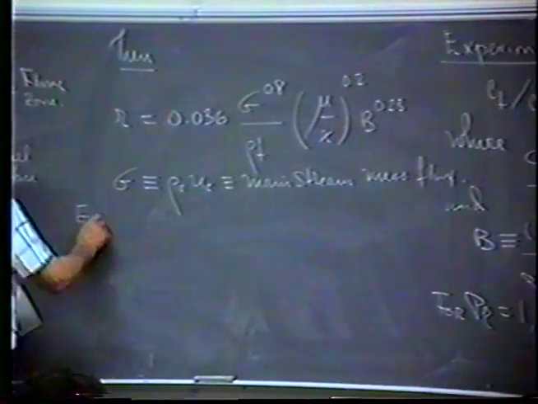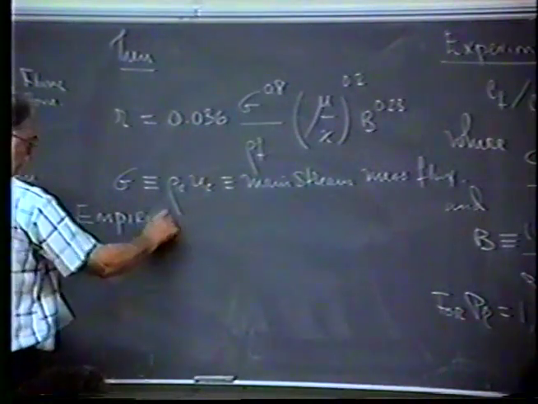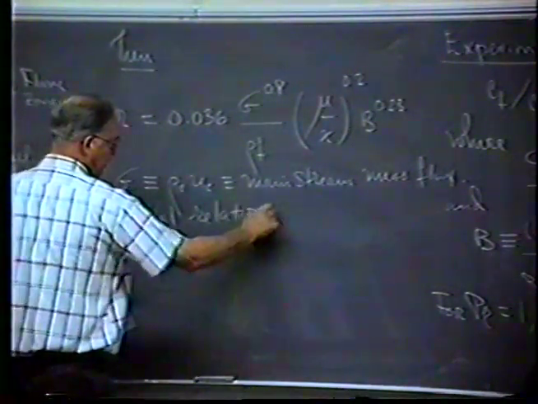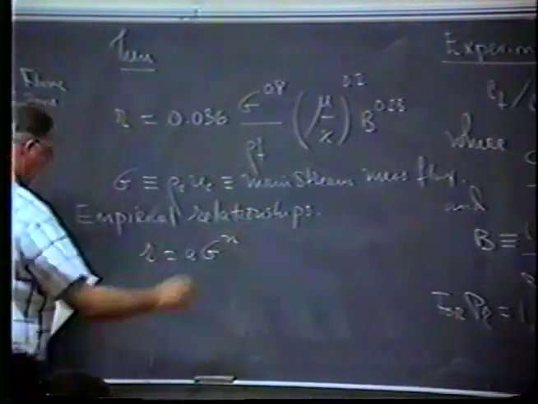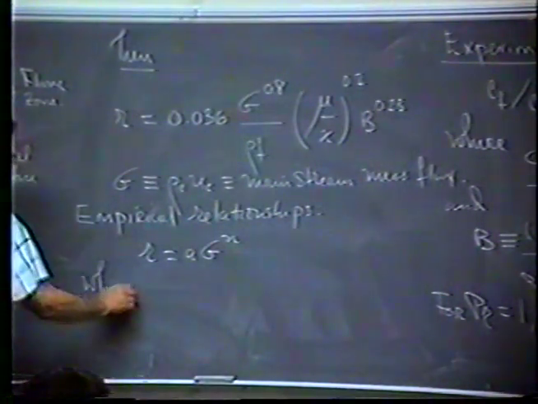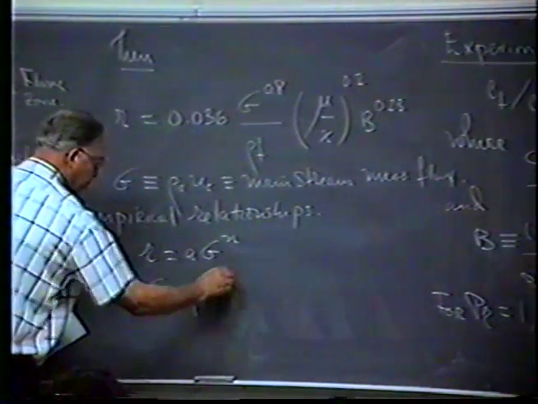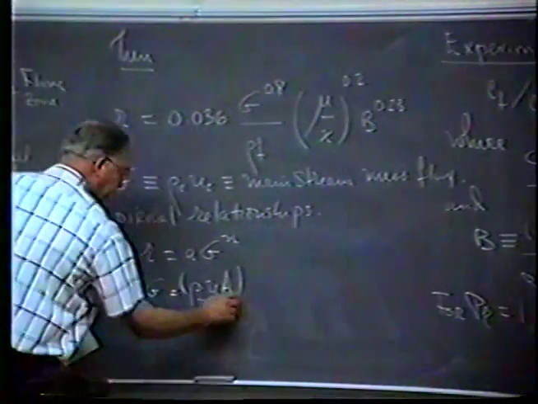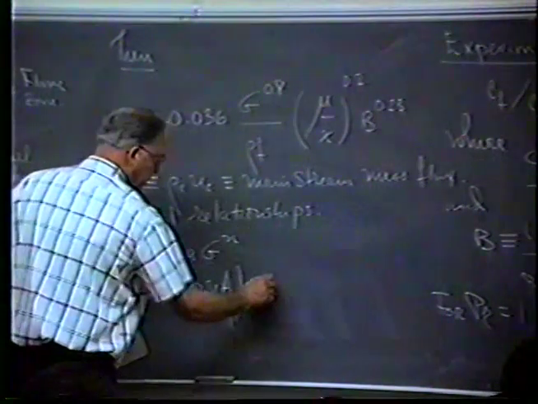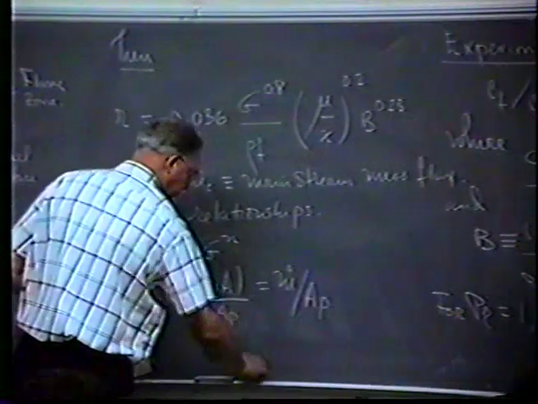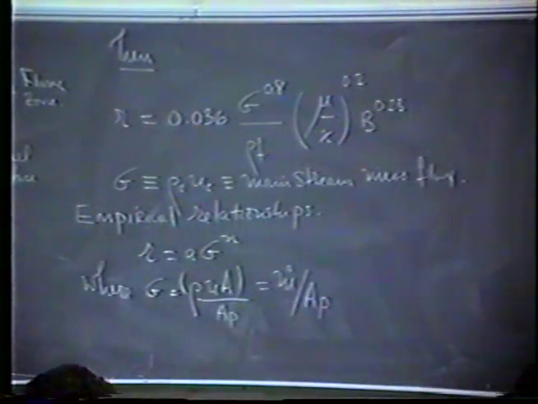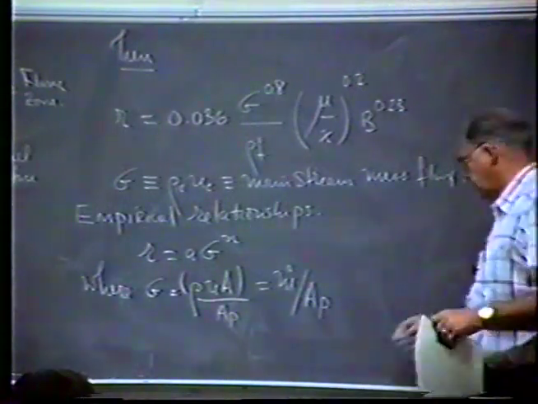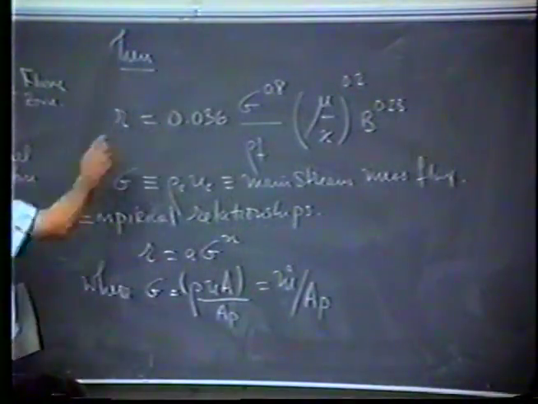All right, now there are several empirical relationships. Simply R equals A G to the N, where G is equal to rho U A, that's the cross-sectional area, divided by the area of the port, or M dot over area of the port. Aren't we saying that's the same G? Right, that's the same expression. All of this material that we had here in defining the regression rate has been included in this expression.